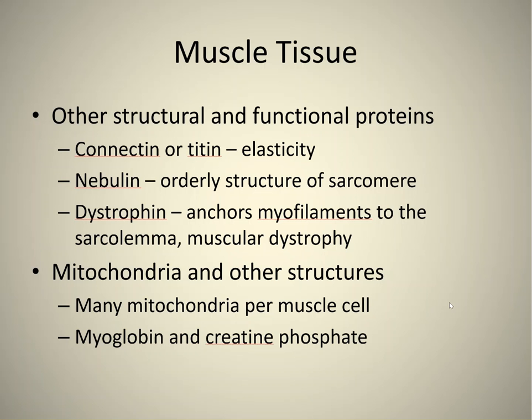Okay, mitochondria and other structures. There are different types of skeletal muscle, and some have more mitochondria than others. When we get into those, we'll talk more about that. But there are usually lots of mitochondria per muscle cell. There's myoglobin, which is an oxygen binding protein found in skeletal muscle, and something called creatine phosphate, which is a really quick source of ATP. It's not really storage of ATP. You can't store ATP, but it's the next best thing, and it's the quickest source of ATP. We'll get into more of that when we talk about skeletal muscle metabolism.